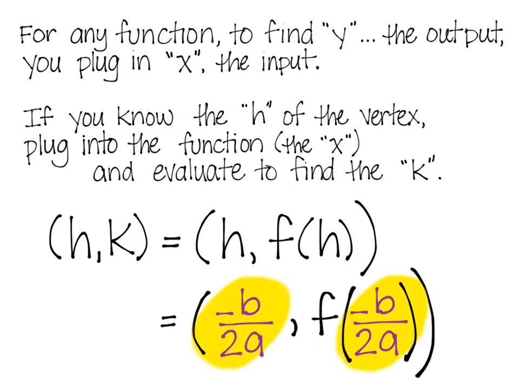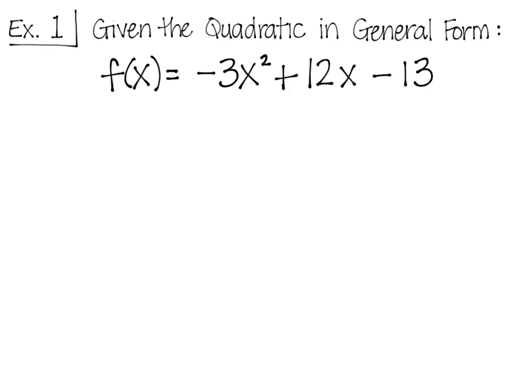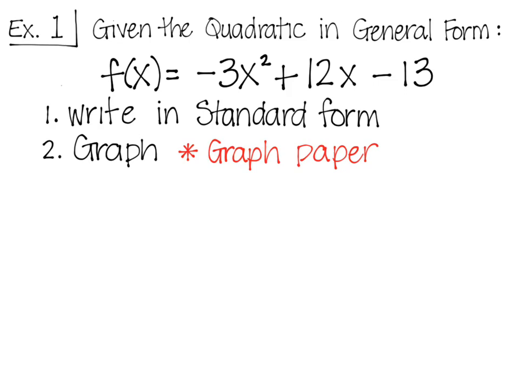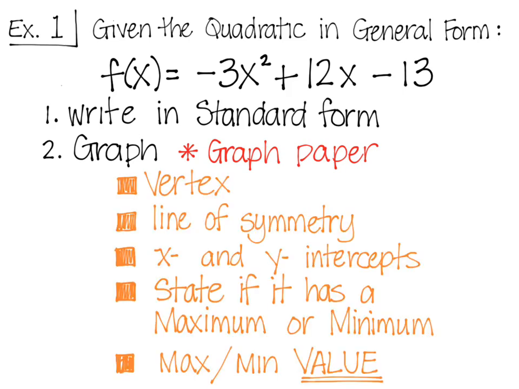So let's see an example of this. Here is the general form of a quadratic equation. And we're going to write it in standard form, meaning the (h, k), the vertex form. We're going to graph it. Make sure when I say graph that you use graph paper. And when you graph it, you need to show in your graph, and then you also need to verbally state in written form the following pieces: the vertex, the line of symmetry, the x-intercepts and y-intercepts, if they have them.